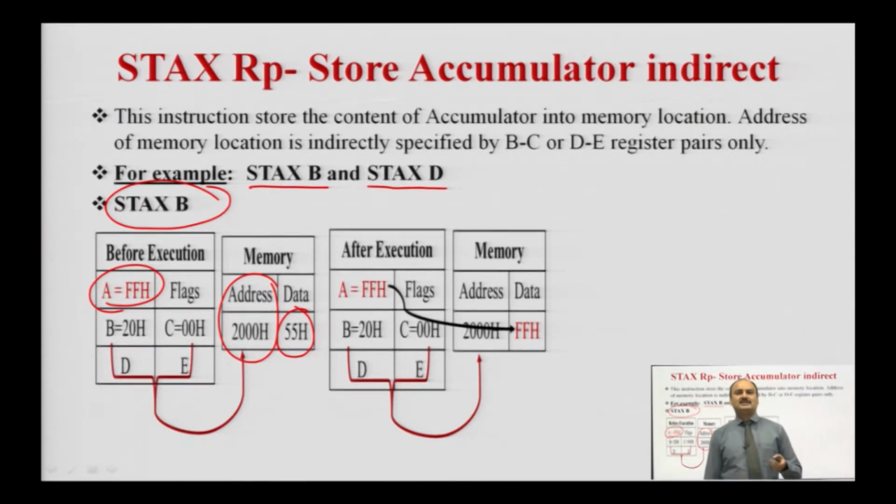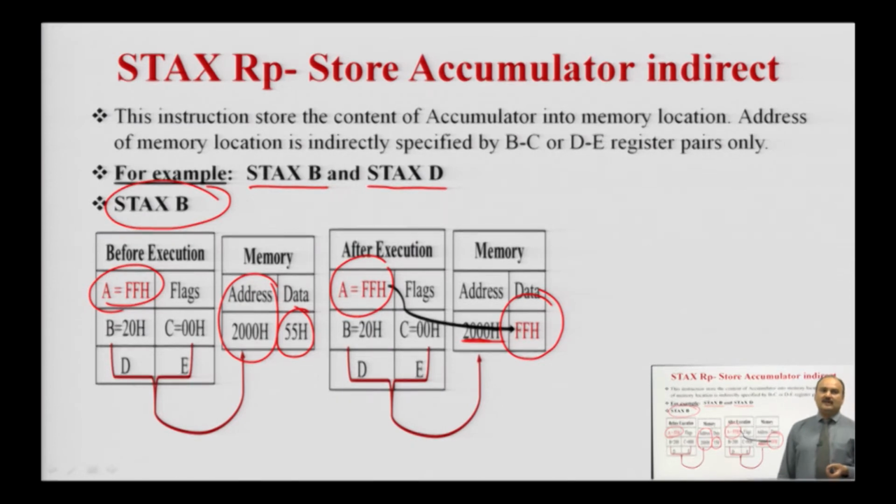Whenever the microprocessor executes this instruction, it will store the content of the accumulator into the memory location. The address of the memory location is indirectly given by the BC register pair in this case. So, see here, the content of the accumulator is stored into the memory location having address 2000H. After the execution of the instruction, the content becomes FFH instead of 55H as it was before the execution of the STAX B instruction. So, this is the store accumulator indirect.